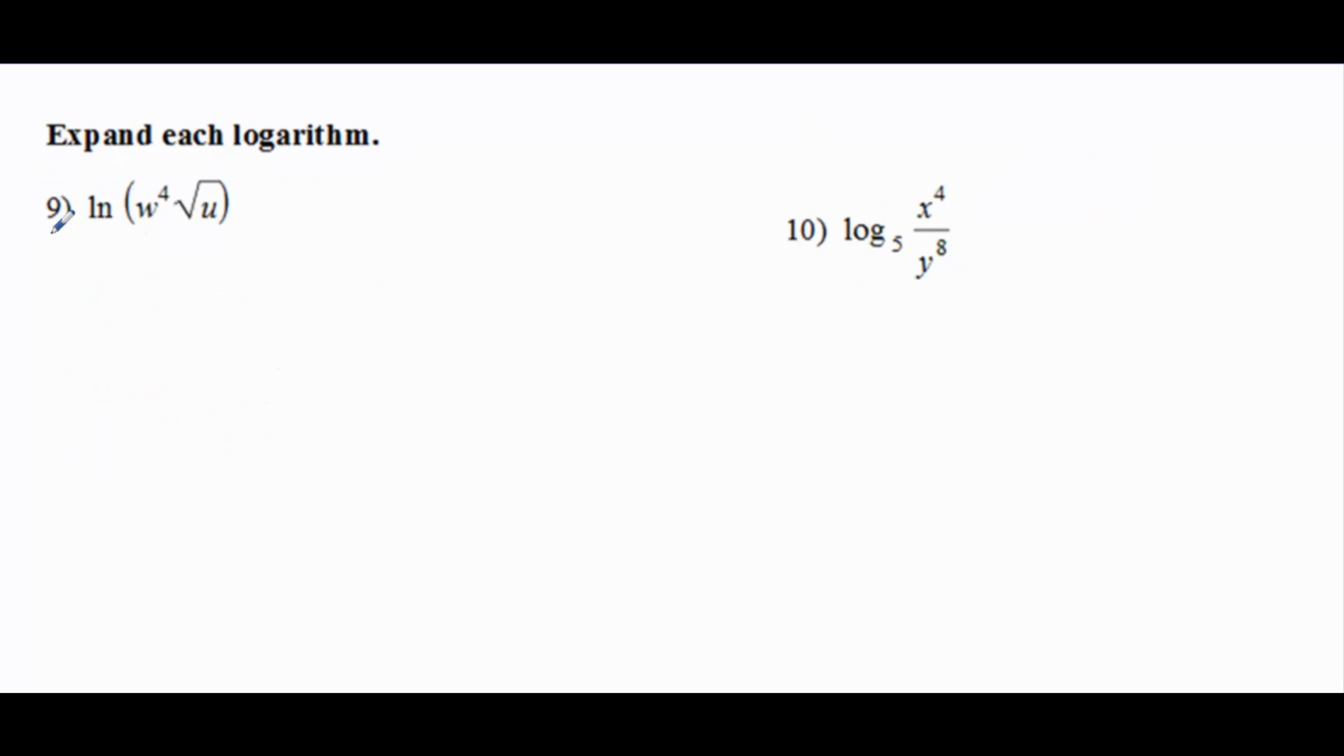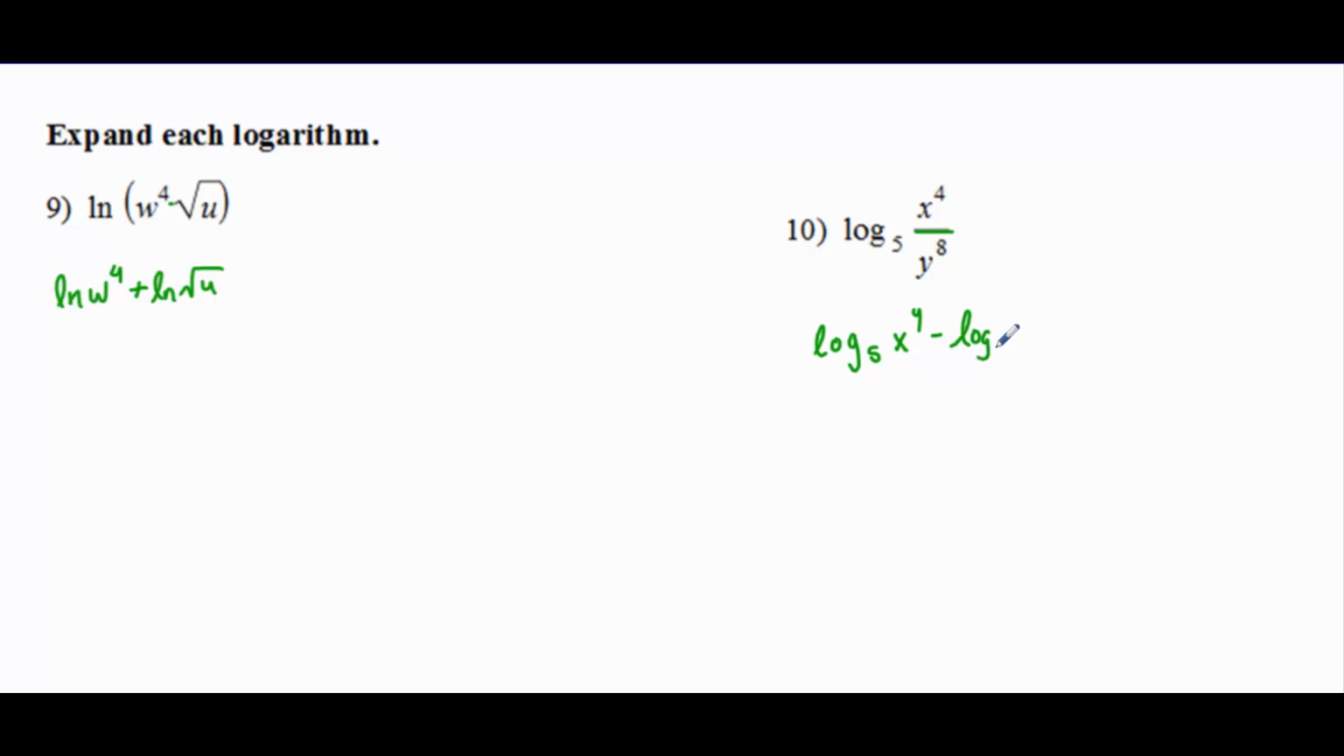Let's expand some logarithms. So when we're expanding, what we're caring about is, are we multiplying or are we dividing? So 9, we're multiplying, 10, we're dividing. So when we split it up into more than one logarithm, if I'm multiplying, I'm going to put a plus sign in between my 2 new logarithms. When I'm dividing, like in 10, I'm going to put subtraction in between them.